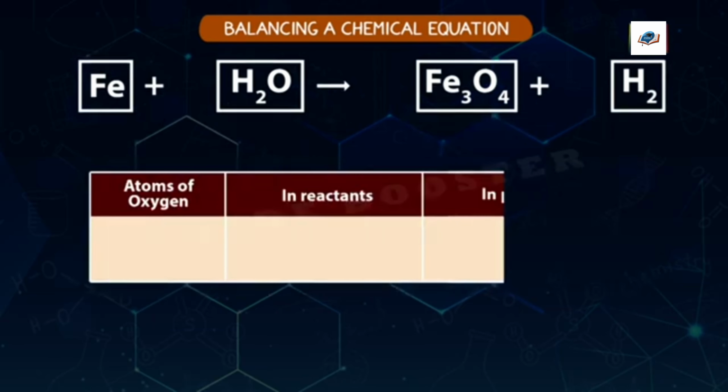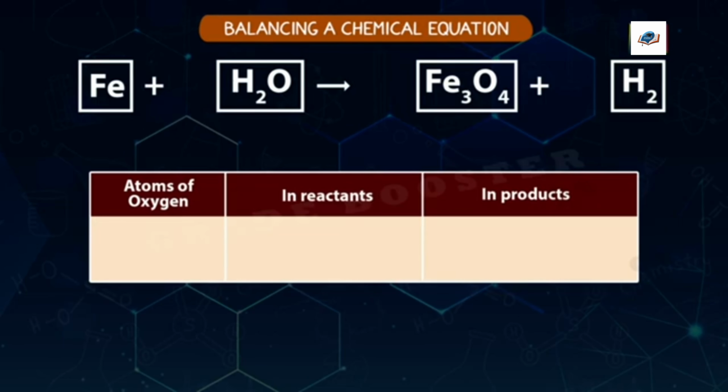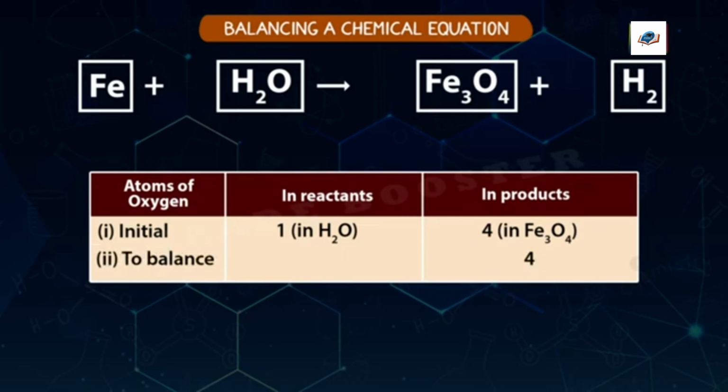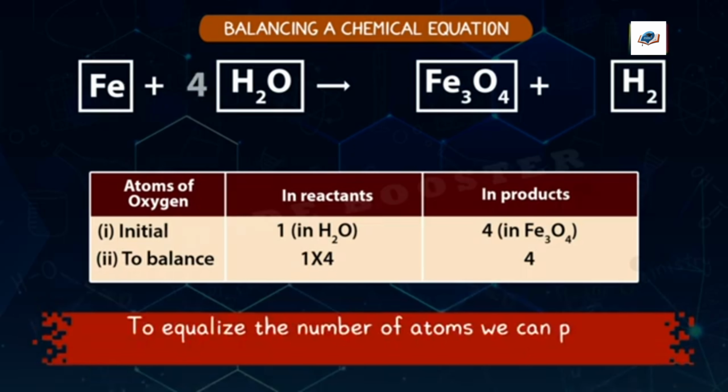To balance the oxygen atoms, the number of oxygen atoms initially in reactants is 1, that is in H2O, and in products 4, that is in Fe3O4. So to balance it, we'll multiply the 1 with 4, 1 into 4 in the reactants. That means we are going to add 4 to the coefficient of H2O. So to equalize the number of atoms, we can put coefficient 4 as 4H2O.